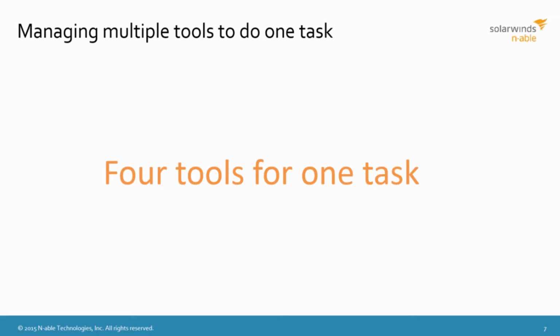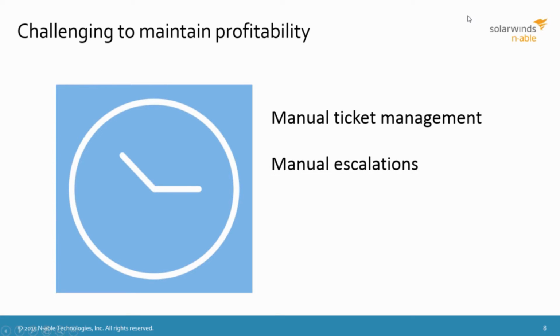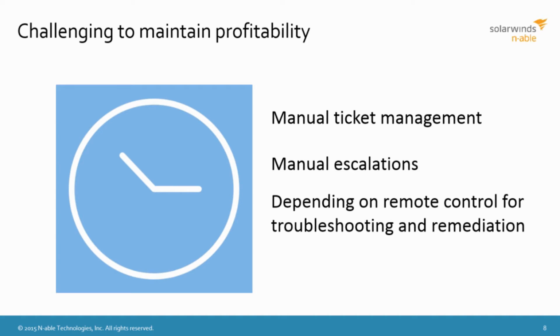And this is what we were looking to solve when we set out to build N-central 10 and direct support. Now, how does this affect you? First and foremost, it makes it harder for you to maintain your profitability with manual ticket management and manually entering the steps in for a ticket, escalating manually, ticket routing manually, and depending on remote control for troubleshooting or remediation. This means that the overhead necessary to establish a remote control session, to use Windows, to gather the info you want, is added to every single ticket that you do. And really, there's got to be a better way.